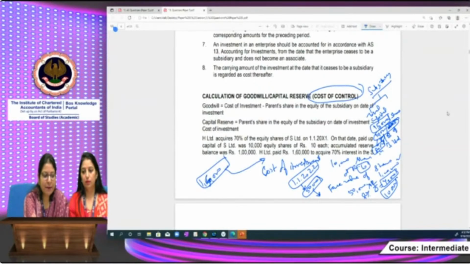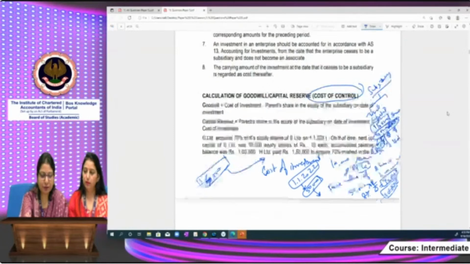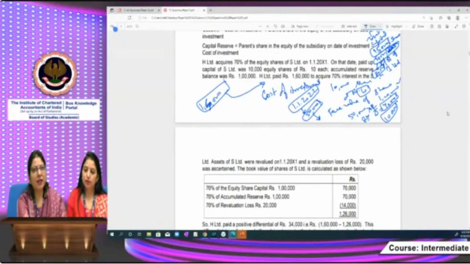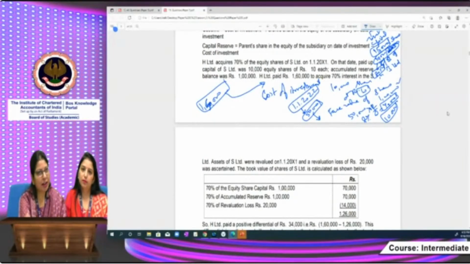Ash Limited acquires 70% equity shares of Ash Limited on 1st January 20X1. On that date, paid up capital of Ash Limited was 10,000 equity shares of rupees 10 each. Accumulated reserve balance was rupees 1 lakh. Ash Limited paid rupees 1,60,000 to acquire 70% interest in the subsidiary, and assets of Ash Limited were revalued on 1st January 20X1 and a revaluation loss of 20,000 was also ascertained. So now the book value of the shares of Ash Limited will be computed after considering the impact of revaluation profit and revaluation loss.